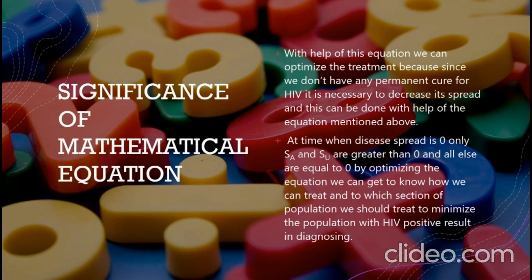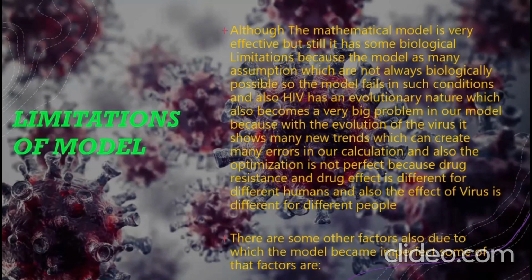The significance of the mathematical equation. With the help of this, we can optimize the treatment. Since we don't have any permanent cure for HIV, it is necessary to decrease its spread, and this can be done with the help of equations. At the time when disease spread is 0, only SA and SU are greater than 0 and all else are equal to 0. By optimizing the equation, we can get to know which section of the population we can treat so as to minimize the HIV spread.